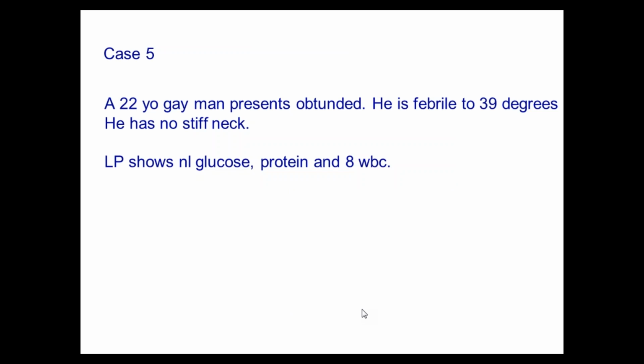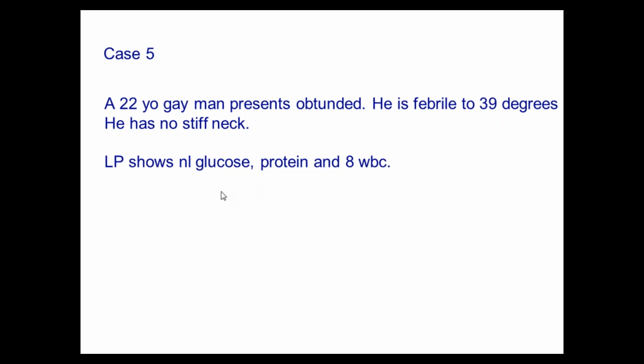Okay, our last case is a 22-year-old gay man who presents obtunded. He's febrile at 39 degrees. He has no stiff neck. He has an LP done. He has normal glucose, normal protein, and 8 white blood cells in his CSF. So if you didn't get that this guy probably has HIV, you'd say, gee, I don't know what's wrong with him. But if you think he has HIV, you'll say, oh, he has HIV.